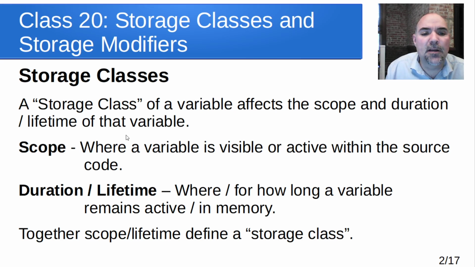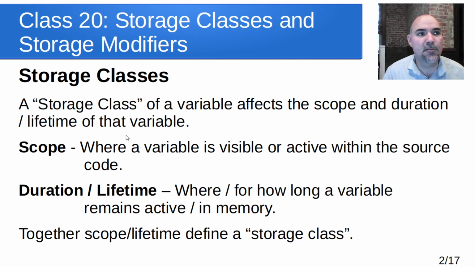So essentially, the storage class of a variable defines the scope and duration of that variable, or the scope and lifetime of that variable. This is something you're probably used to from other programming languages, but scope is where a variable is visible or active within the code. In other words, the scope of a variable is where you can access it. The lifetime of a variable, or the duration of it, is how long the variable remains active in memory.